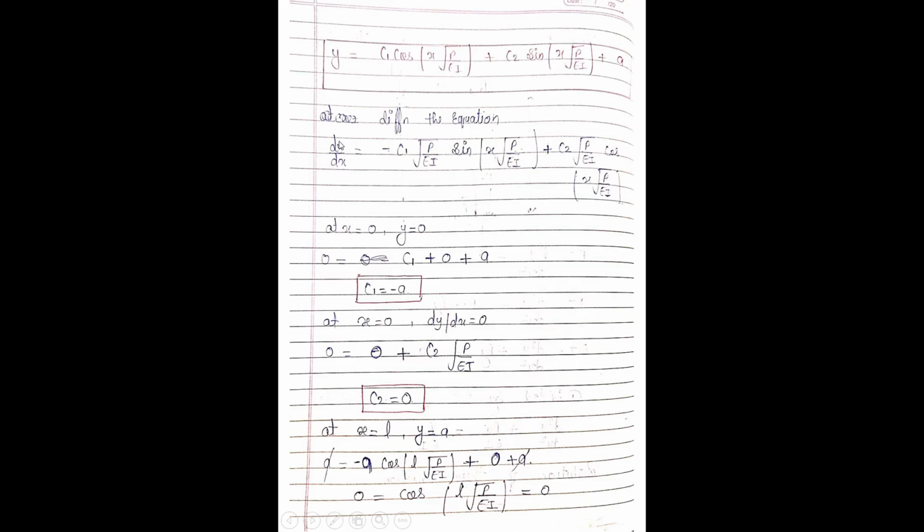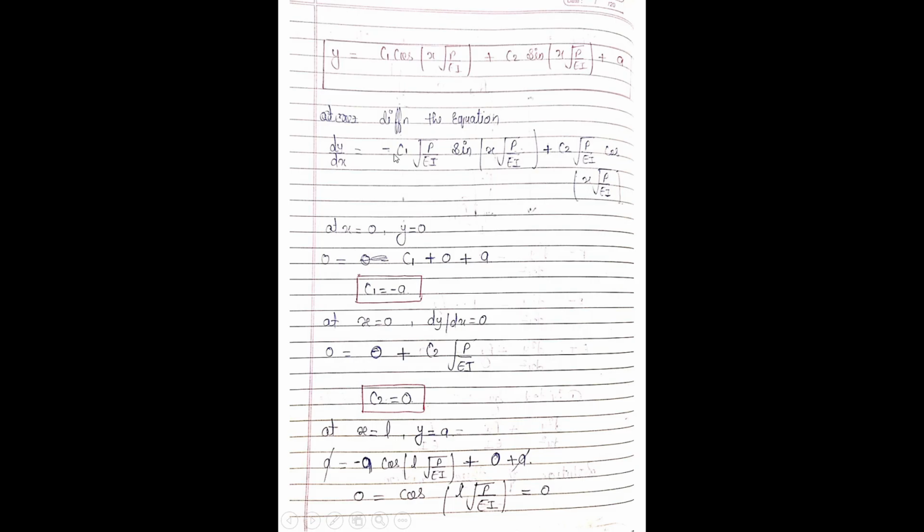Now if we differentiate this, then we can find the slope equation dy by dx, that is equal to minus c1 sin x root P upon EI into root P upon EI, plus c2 cos x root P upon EI into root P upon EI, using the derivative of sin theta as cos theta and of cos theta as minus sin theta. So this one is the deflection equation, and this one is the slope equation.